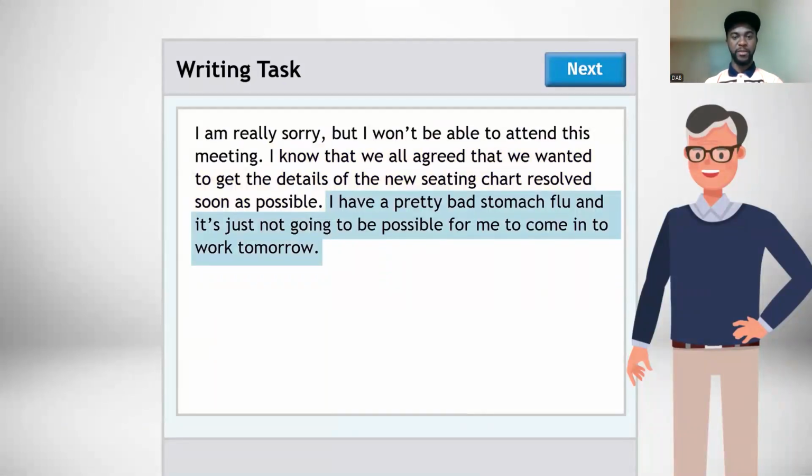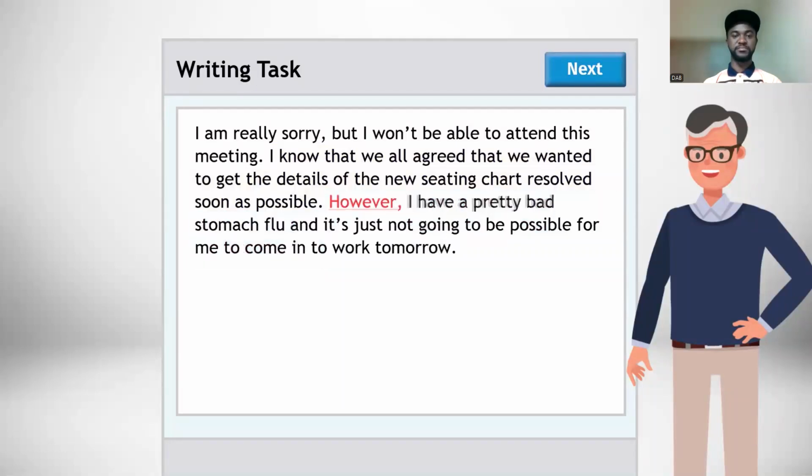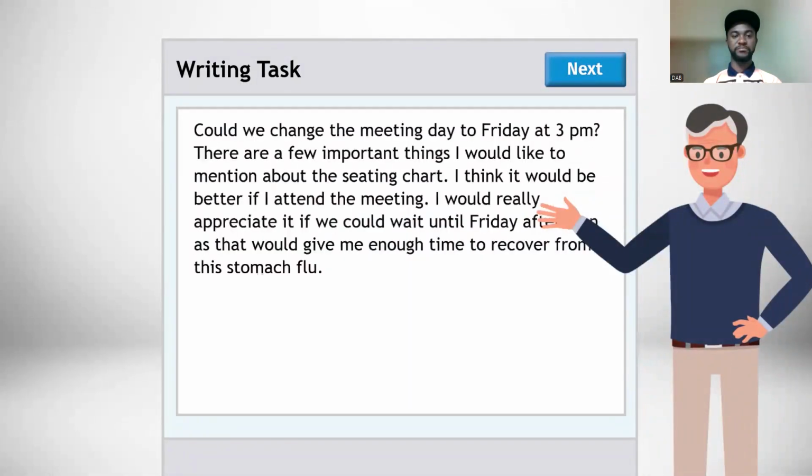Something bothers me about the last sentence, though. It doesn't seem well connected to the second sentence. I've stated that the meeting is important, and then I've stated that I'm too sick to go. I think I need to add a transitional word here, such as however. Okay, here's my last paragraph.